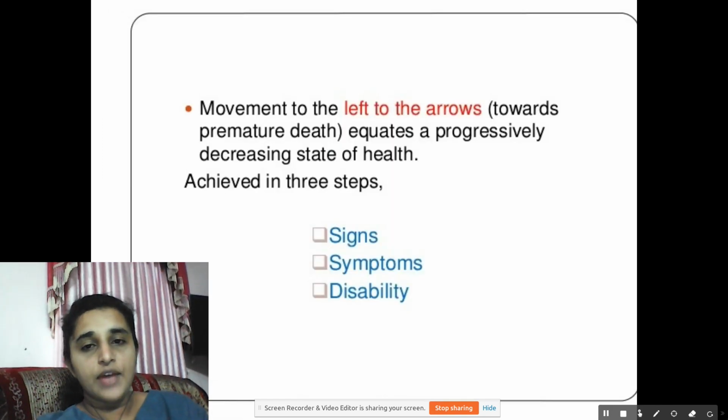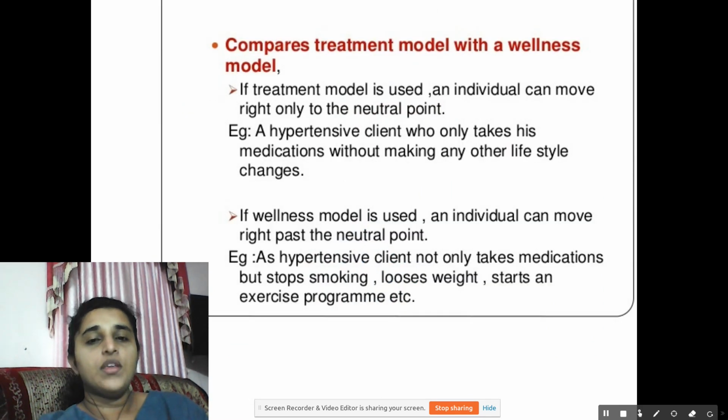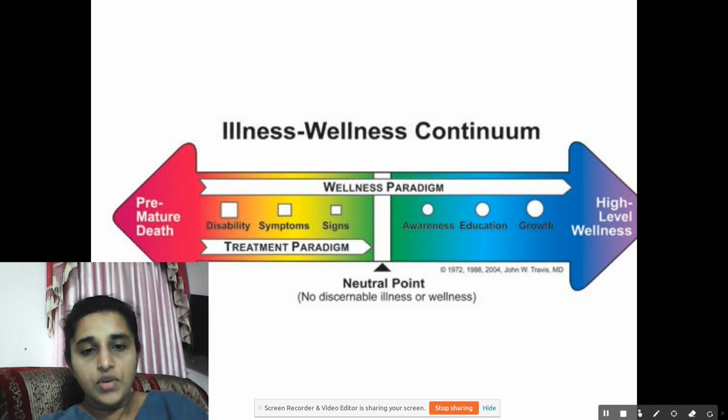Movement to the left of the arrows equates to a progressively decreasing stage of health, reached in three steps: signs, symptoms, and disability. And this model compares the treatment model with a wellness model. So you can see there is a treatment paradigm and a wellness paradigm. Down below it is written as treatment paradigm. Treatment paradigm means we are treating a person and the person is coming to a neutral point. For example, for a hypertensive patient, we are giving some antihypertensive medication and the person is coming to a normal point, that is normal BP.